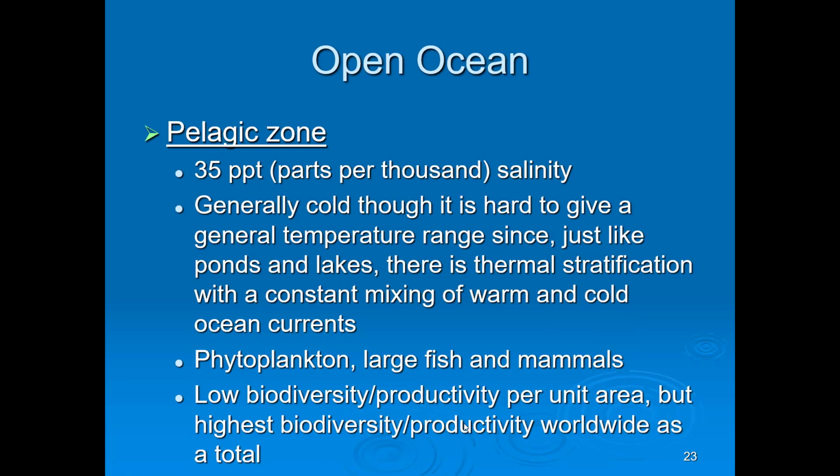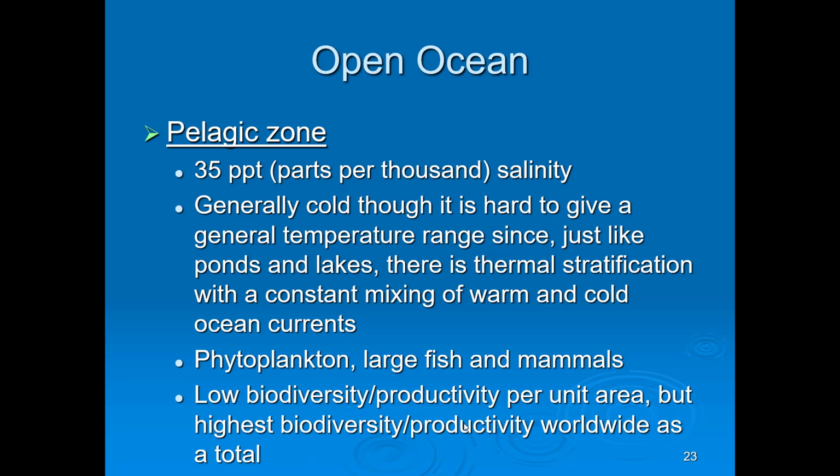Okay, so the open ocean is also called the pelagic zone. It is 35 parts per thousand salinity, generally cold. It's hard to give a temperature range. There's thermal stratification and constant mixing of warm and cold ocean currents. We will talk about the different ocean currents in a later unit.